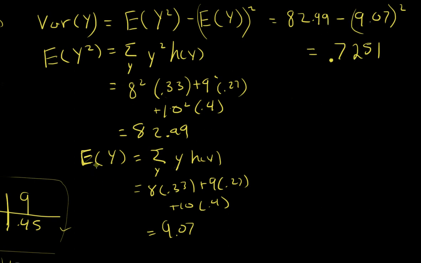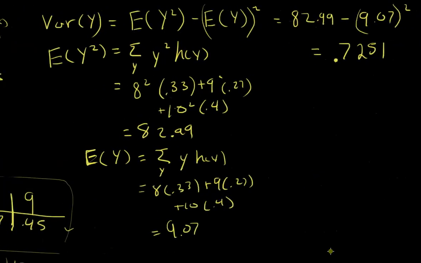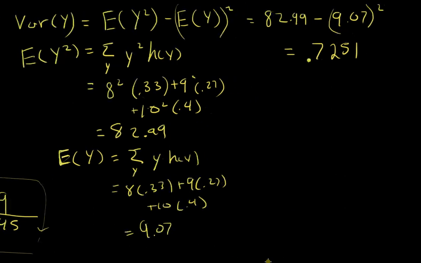Alright, your expected value can be negative. The expected value of y squared has to be positive though. But your expected value of y, remember there's nothing that says that these values 8, 9, 10 couldn't be negative values, right? Those are just the values of the random variable. So your expected value of y could be negative. Expected value of y squared can't be negative because you square y, so that would get rid of any negative signs. And no matter what, your variance should always be positive. Okay, so variance is always going to be positive.